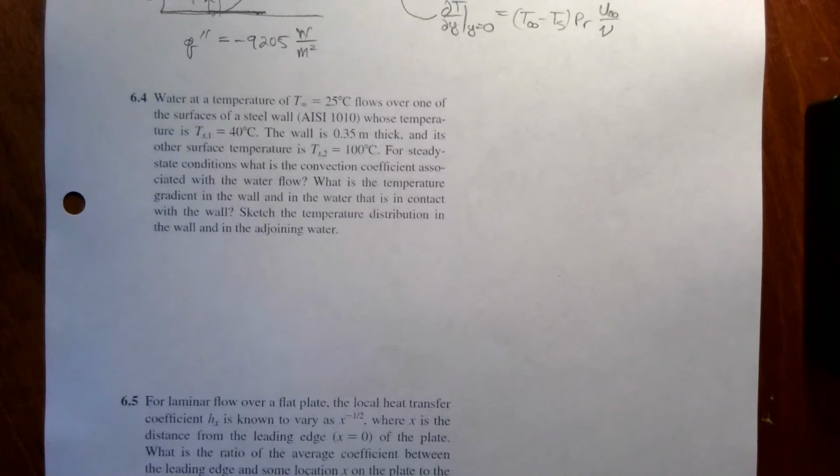Let's see, number 4. Water at 25 degrees C flows over one of the surfaces of a steel wall. It's going to be at 40 degrees C. The wall is 0.35 meters thick, and the other surface is 100 degrees C. Steady state conditions exist. The convection coefficient associated with the water flow is to be determined. What is the temperature gradient in the wall and in the water that is in contact with the wall?